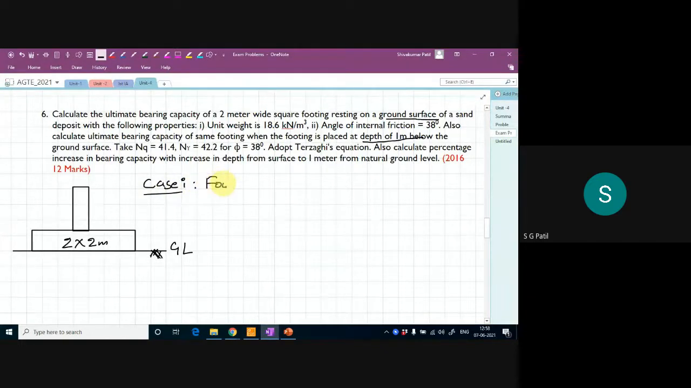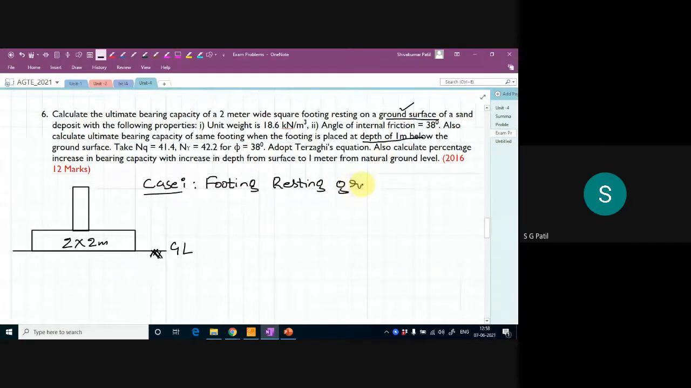Case one is footing resting on ground surface.